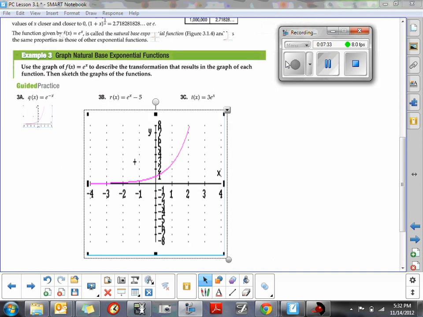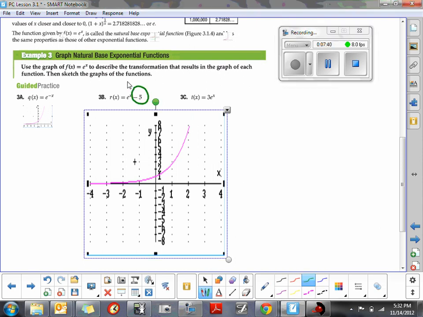Okay, I'm back. What I did is I went and I noticed that this is a vertical translation. We got to move our graph 5 units downward. So in order to move it 5 units downward, I need a little bit more space. I went and grabbed a different set of axes. So we want to take this graph and we want to move it vertically 5 units down.